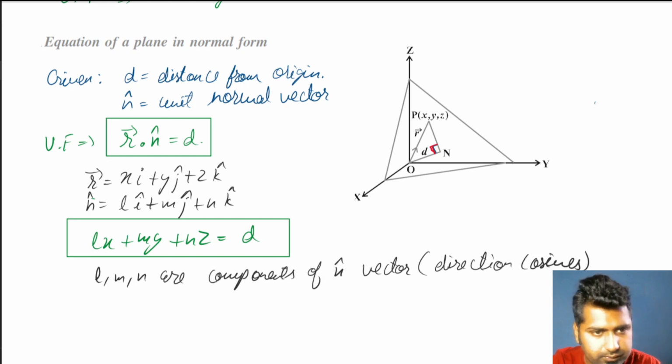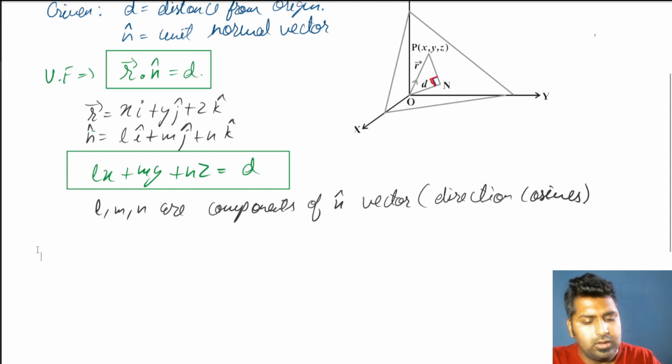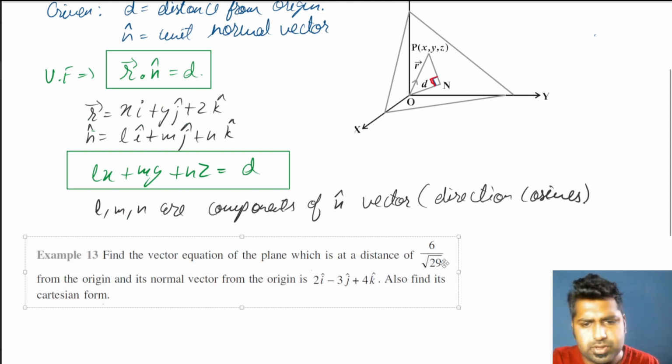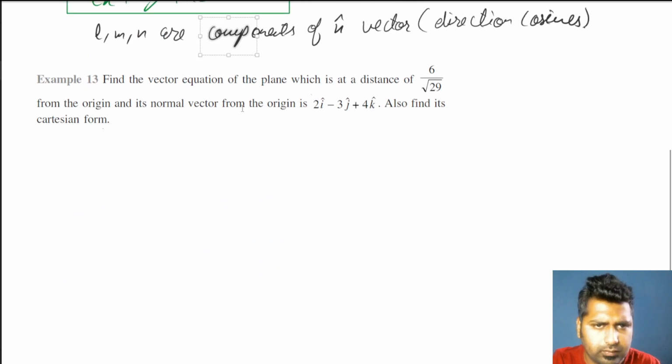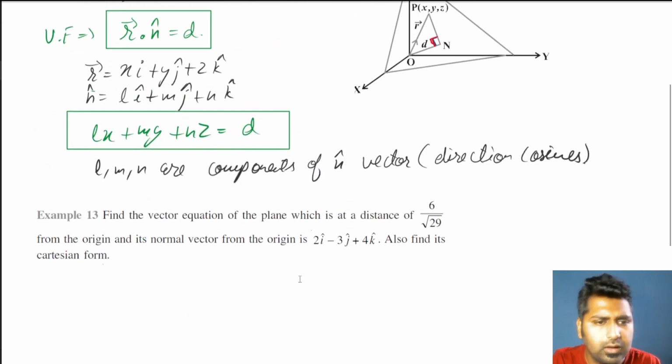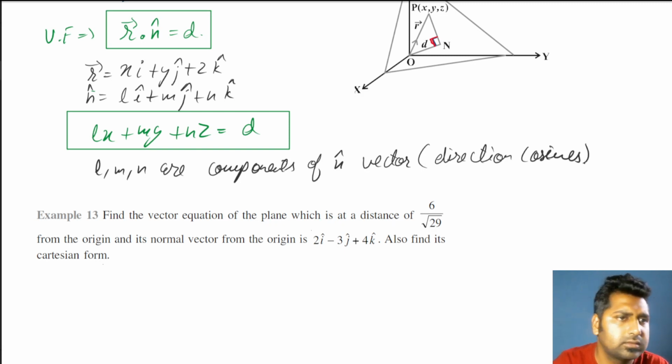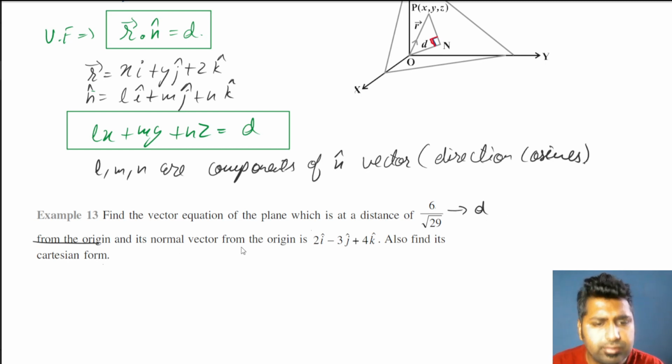Let's use it and understand one concept with the help of an example. Look at this question. The question says find the vector equation of a plane which is at a distance of 6 by root 29 from origin. So that's your d, because it's distance from origin. And its normal vector is given. He's saying normal vector, not n cap, otherwise he would have said unit normal vector. He's saying find the vector equation, also find its Cartesian form.